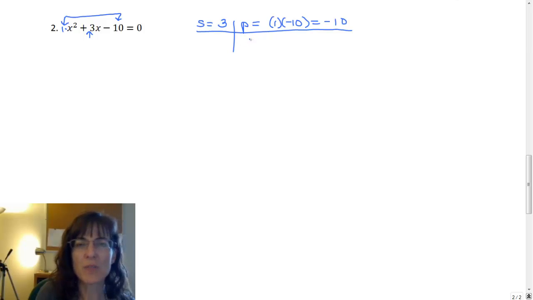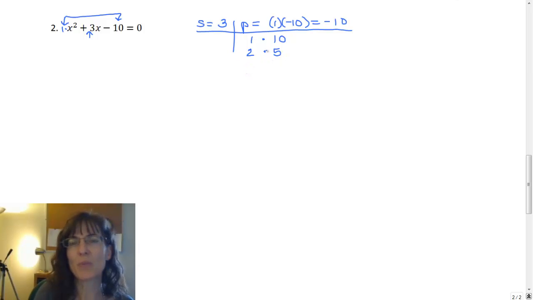So thinking just what multiplies to give me 10, and then I can worry about the negative in a minute. I know 1 times 10, and then 2 times 5. 3 won't work. 4 won't work. And so here's my complete list because 5's on there already. So now I'm looking for which ones are 3 apart. So these are 9 apart and these are 3 apart.